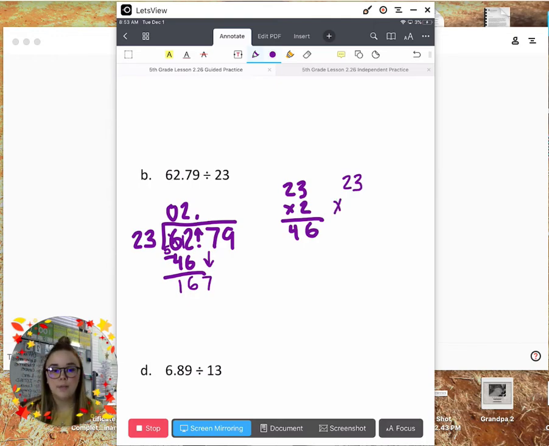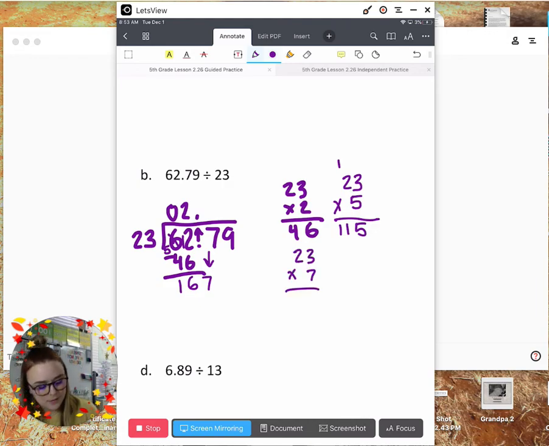So this time we need a bigger number. So let's try 5. So 5 times 3 gives me 15, and 5 times 2 gives me 10, plus 1 more gives me 11. Not quite close enough, so let's go a little bit greater. Let's try 7. So 7 times 3 gives me 21. 7 times 2 gives me 14, plus 2 gives me 16. Perfect, that's really close. So our 7 goes up to the top, and we subtract 161.